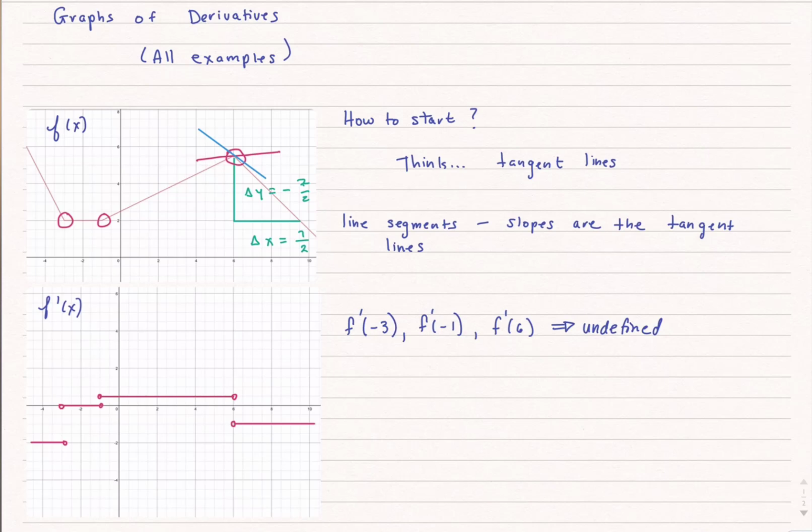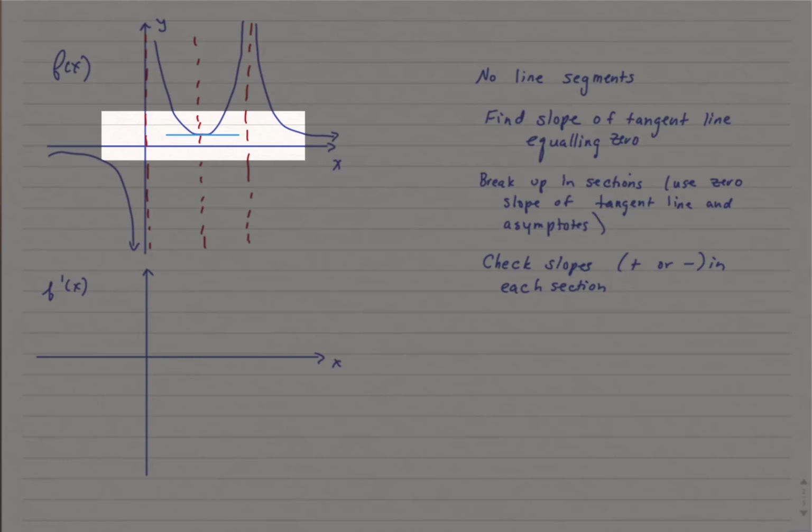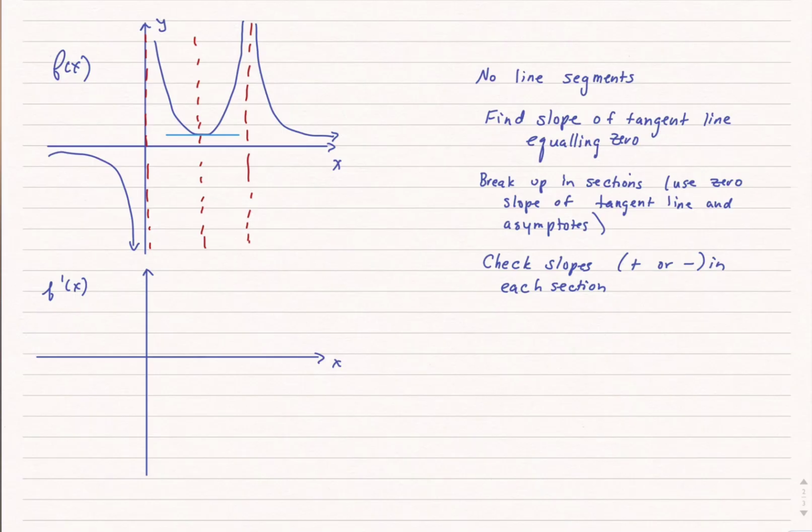Let's do another graph. Okay, here's an example with asymptotes. And here's the checklist that I'm going to be going through. First of all, there are no line segments, so I don't have any easy sections to do. I now need to find when the slope of the tangent line equals 0, and I see that only once. I see that right here. So I'm going to mark that point as equaling 0 on my graph of the derivative.